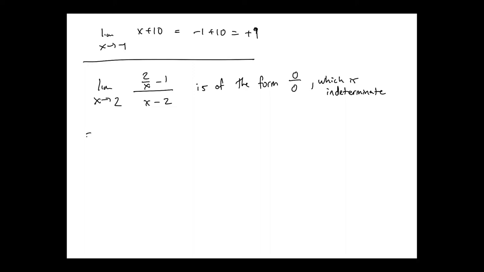So this guy I can leave alone, but the other one I'm going to write as x over x, because isn't that the same as 1? And it has a denominator of x. Then I can put this together.